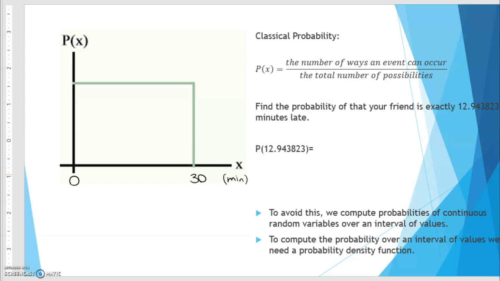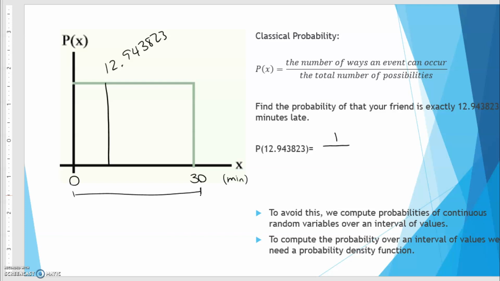Okay, so number one, let's write right here that number, 12.943823. Well, how many times does that exact number occur? It's only once. The number of ways this event, 12.943823, occurs is just once. Divide by the total number of possibilities. Well, how many possibilities are between 0 and 30?